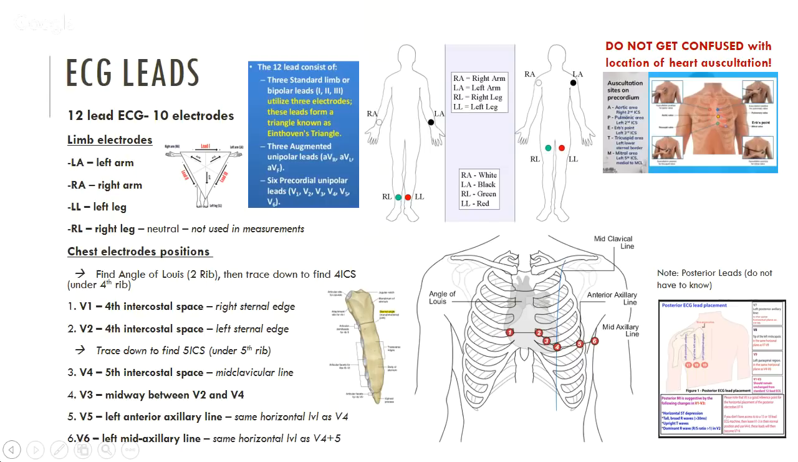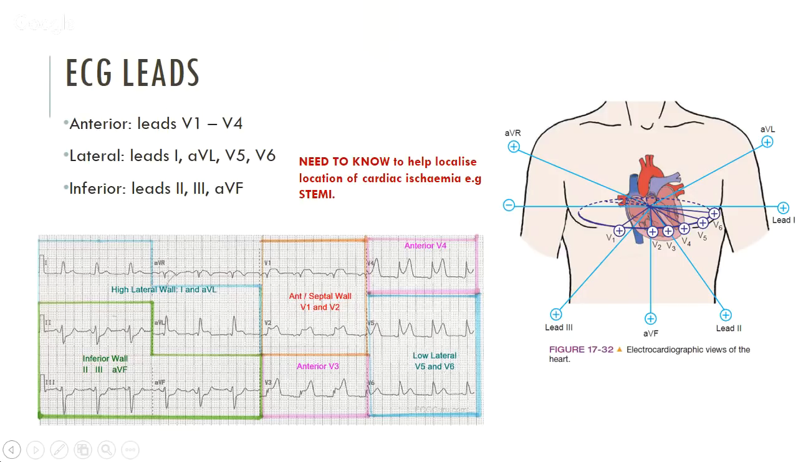And also, just an extra side note, you might have heard of some posterior leads, which you don't really have to know, but we sometimes do this when we suspect a posterior AMI, just in case. So where are the leads? I'm sure you guys already know all this. Anterior is V1 to V4, lateral is 1, AVL, V5, V6, and inferior is 2, 3, AVF. So you just have to really memorize them.